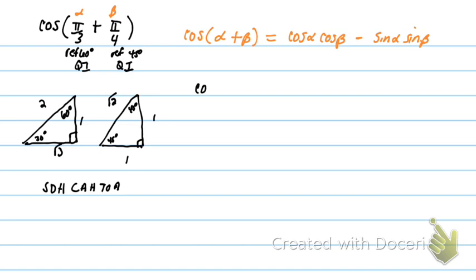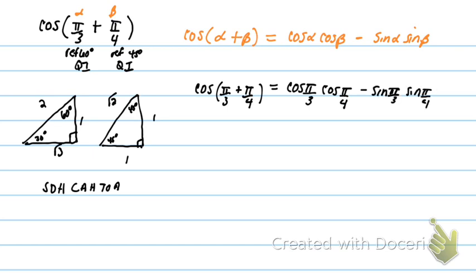So for us, we're going to have cosine of pi over 3 plus pi over 4. We're going to substitute in for alpha the pi over 3. So cosine pi over 3 times the cosine of pi over 4 minus the sine of pi over 3 times the sine of pi over 4. See if you see that okay. And so now, knowing that it's in quadrant 1, we know all of our trig functions are positive in 1, so we don't have to worry about the sign.